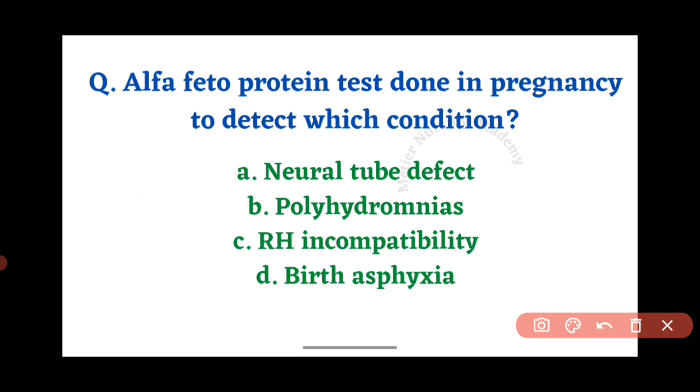Till now we discussed the question. We were understanding the question. Now we have to understand the options and the rationale behind each option. That is very important. Neural tube defect: what is that? There is a problem with the spinal cord and the surrounding structure, that is called neural tube defect.